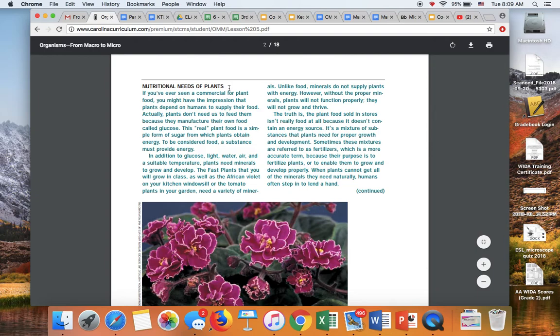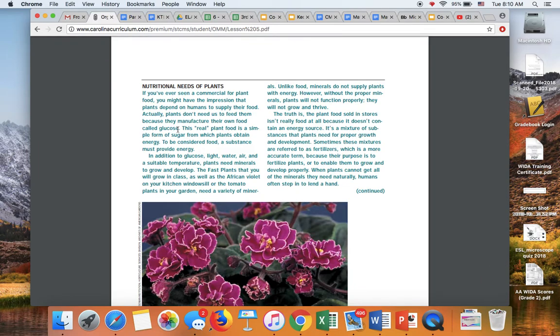Nutritional needs of plants. If you've ever seen a commercial for plant food, you might have the impression that plants depend on humans to supply their food. Actually, plants don't need us to feed them because they manufacture their own food, called glucose. Manufacture means they create or produce their own food.